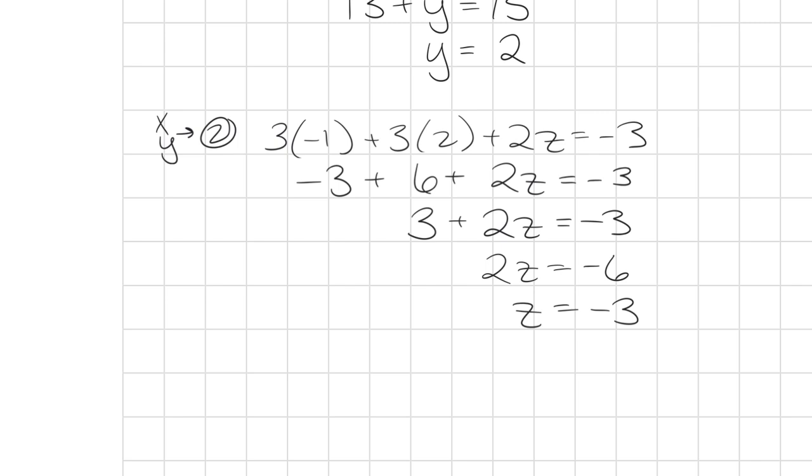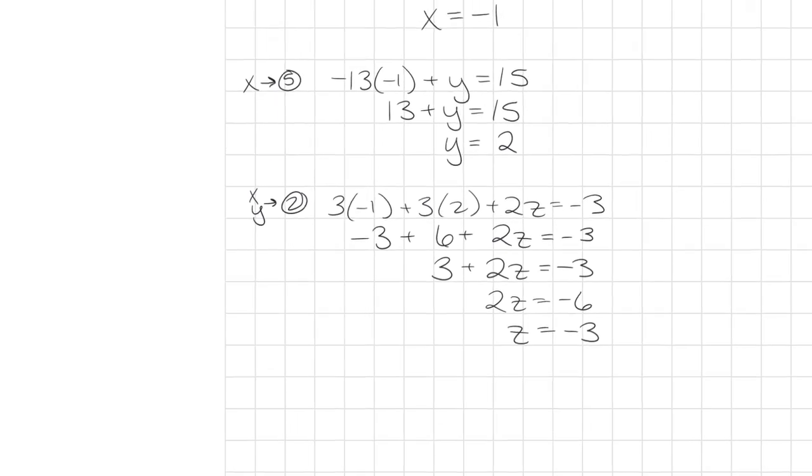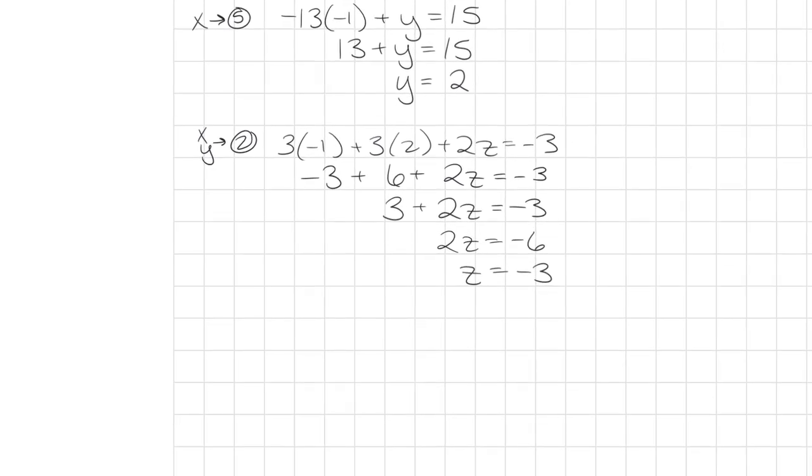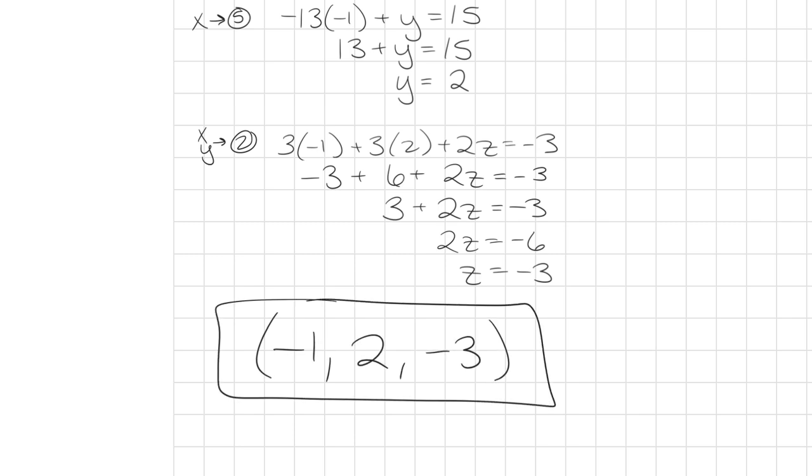Which means that the ordered triple solution to this system is negative 1, comma 2, comma negative 3. That's the x, comma y, comma z that solves this system. Whoa.